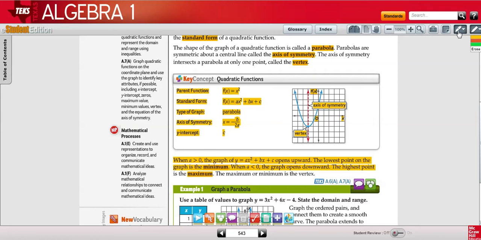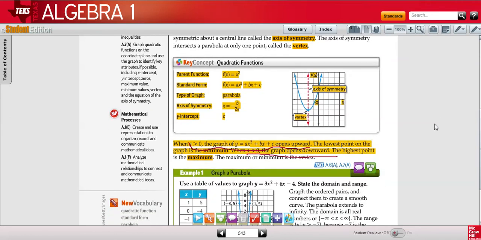For some reason, it's making me highlight the entire line, but I only want you to copy that section right there down. When a is greater than 0, the graph opens upward. When a is less than 0, the graph opens downward. And this is a lot harder than I thought it would be. So now, let's take a look at the actual example.